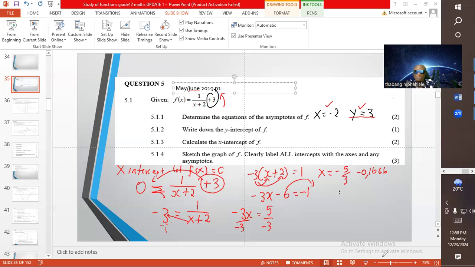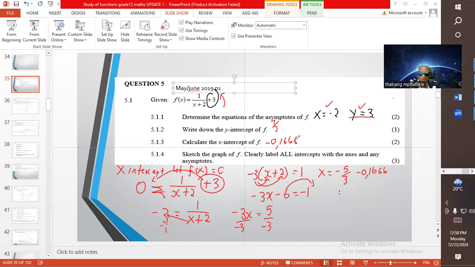So we have got the asymptote. We found the y-intercept. Now we found the x-intercept. What was the y-intercept? It was 7 over 2. What is the x-intercept? Minus 0.1666 recurring. But before you write it in decimal form, I prefer that you write it in fraction form, then you write it in decimal form.